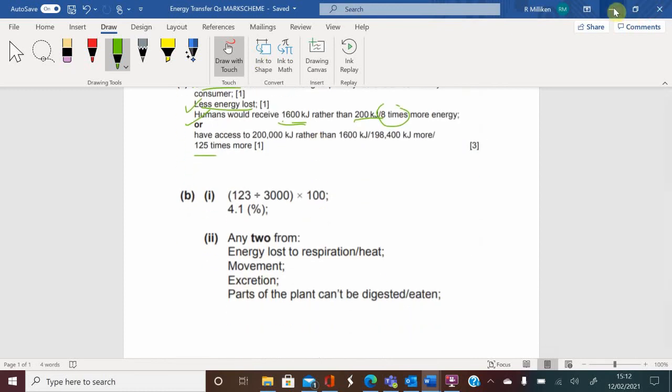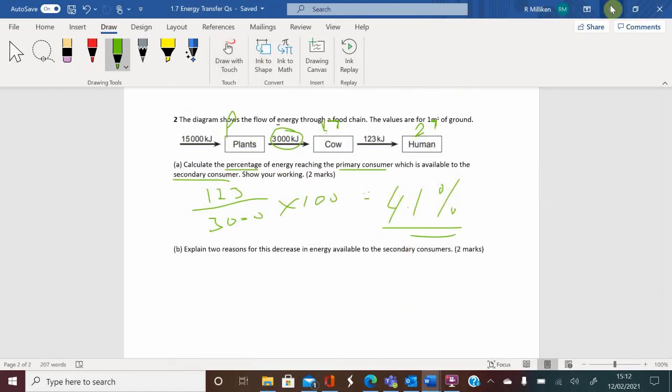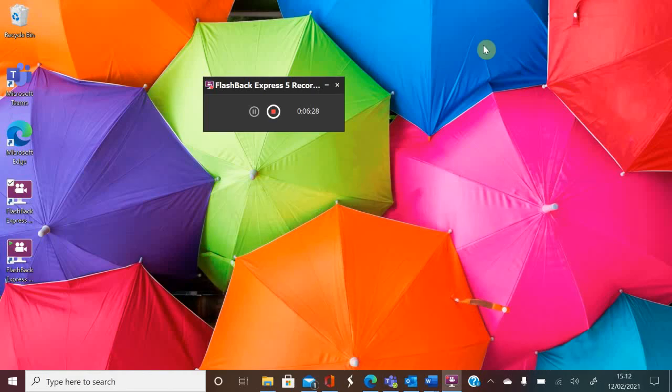That's a little overview of energy transfer, and when we get back to school, we'll be able to go back over it, but hopefully that makes a little bit of sense.